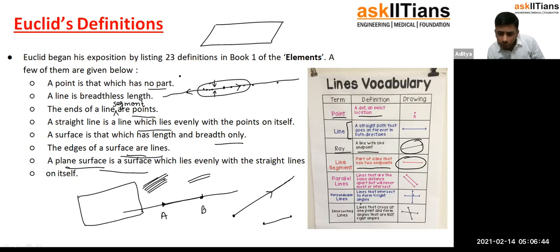Now, we can also see what parallel lines, perpendicular lines, and intersecting lines are. First, let us talk about intersecting lines. Any two lines which have a point in common are called intersecting lines, correct? Similarly, perpendicular lines are any two lines which have an angle of 90 degrees, or a right angle, between them, correct? Similarly, parallel lines are lines that never meet each other, correct? So these are very basic definitions that we should be aware of.